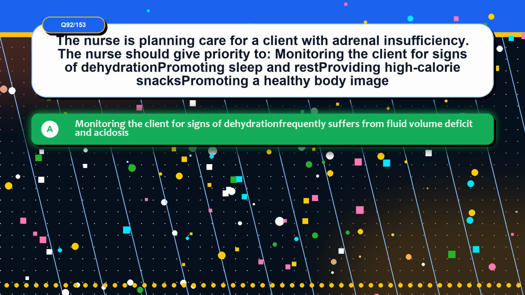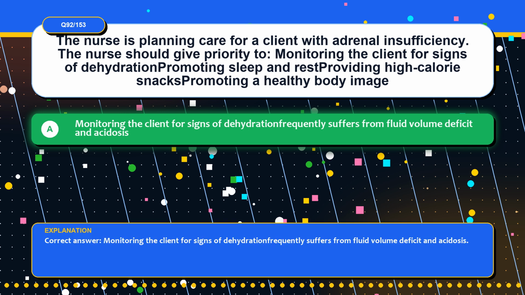The correct answer is option A. Monitoring the client for signs of dehydration, frequently suffers from fluid volume deficit and acidosis. Correct answer.